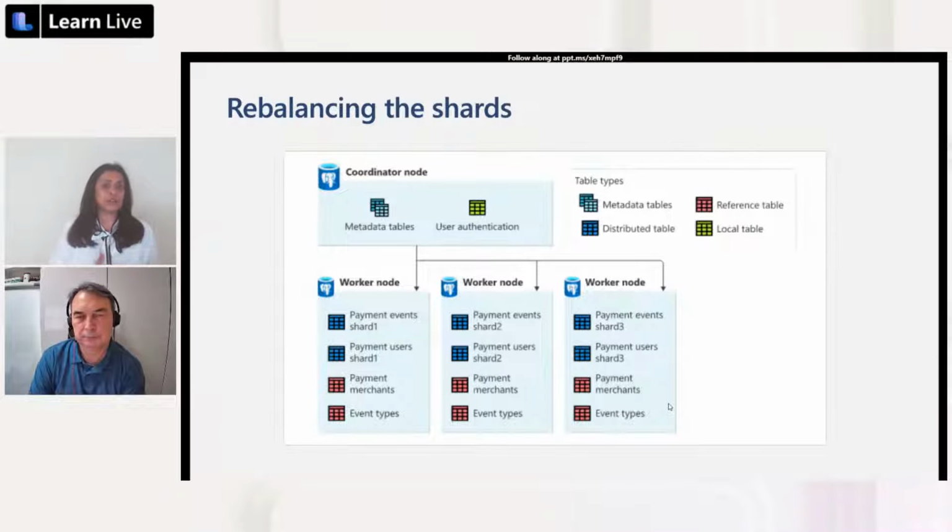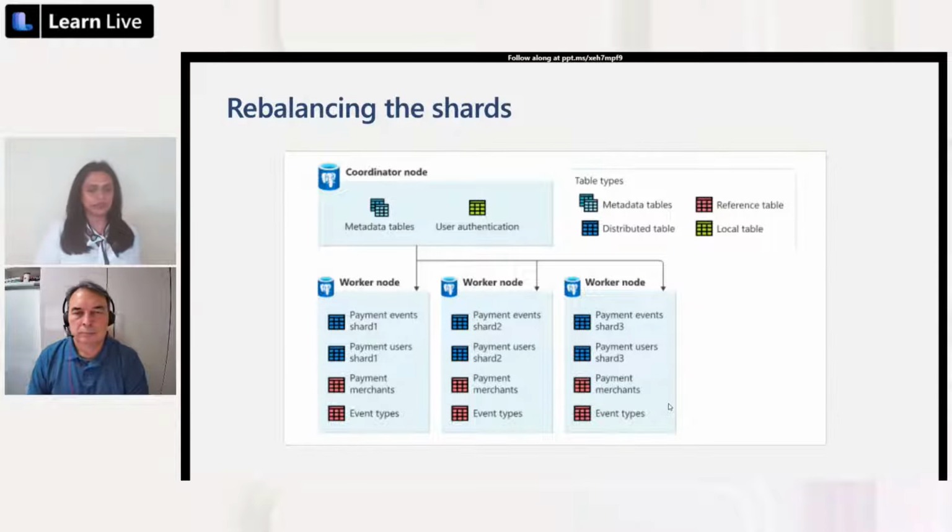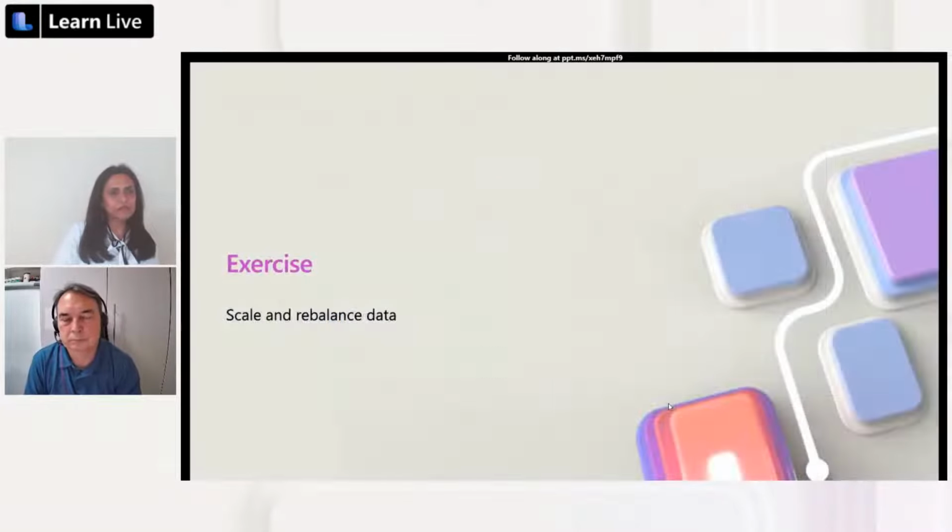And the reference tables are on every shard, as well as the table that is distributed, right? So the distributed table will also be on the shards as it is redistributed across, and for the reference table, a copy will be made on each of the worker nodes.